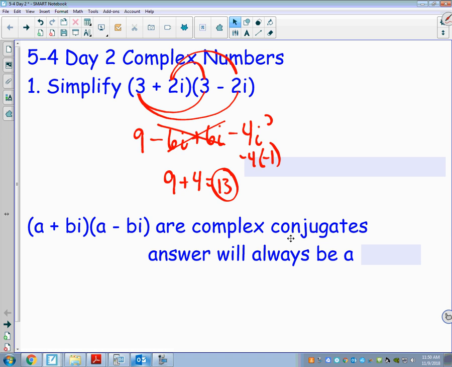They're called complex conjugates because when you multiply them together, you'll always get the middle term cancels out. So that becomes really important when we simplify with complex numbers, okay?